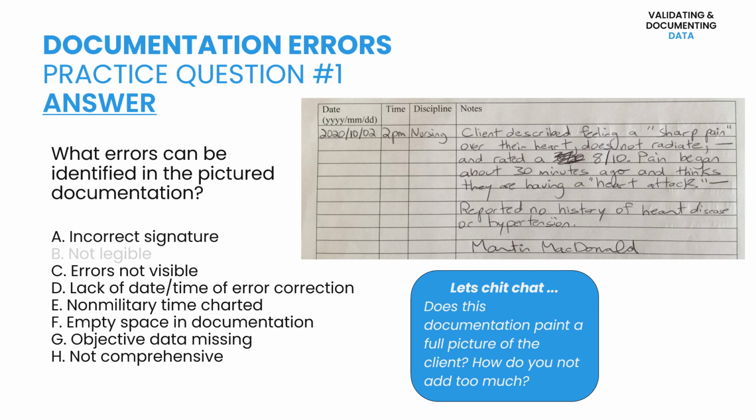And then objective data is missing. So the patient is stating that they have a sharp pain, what it is rated, but then we did not do any type of objective data collection prior to documenting this. So we want to be able to include subjective and objective data. And then it's not comprehensive. It's not comprehensive because it doesn't include that subjective data. It's not a whole picture of the patient.